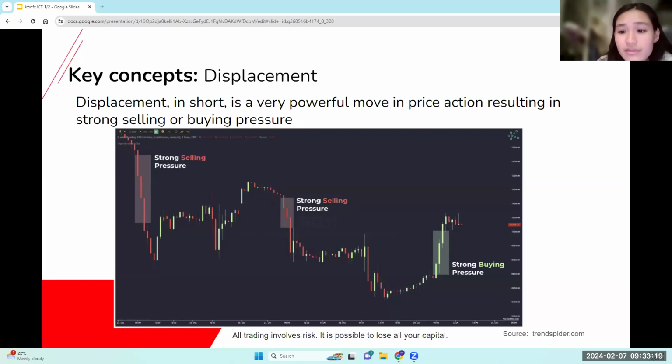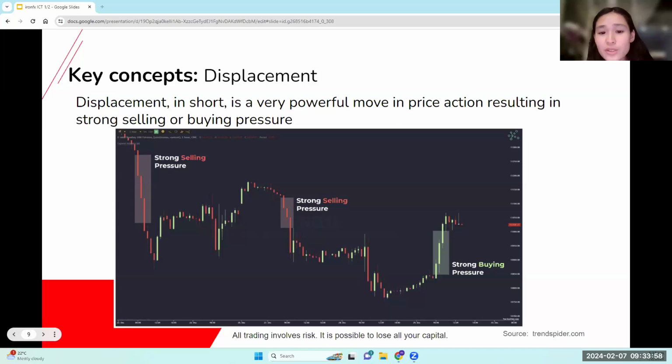These candles typically have large real bodies. You can see in the image here, strong selling pressure would look like these candlesticks, which have large real bodies and very short wicks, and that suggests there is very little disagreement between buyers and sellers. If we are looking at strong buying pressure, like the one over here, similarly, the body of the candlestick is long, whereas the candle wicks are pretty short.